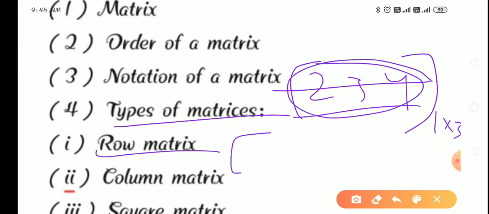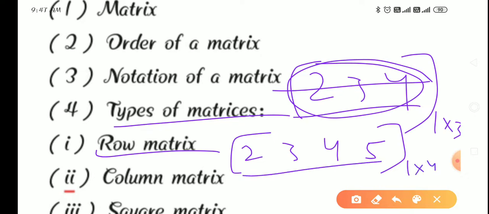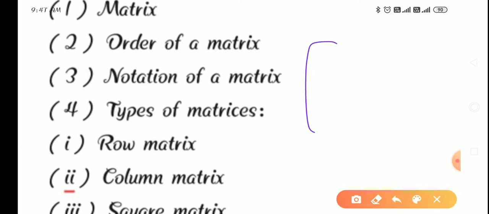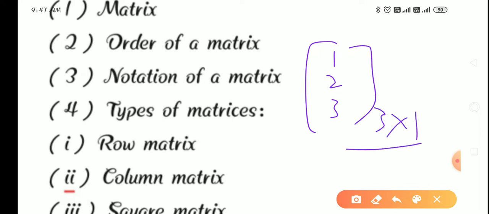One more example you can take: 2 3 4 5. So its order is 1 by 4. Row is one only, so that's why it is a row matrix. In the same way, column matrix: if one column is there, 1 2 3, 3 rows are there, its order is 3 into 1, 3 rows and one column. So it is a column matrix.